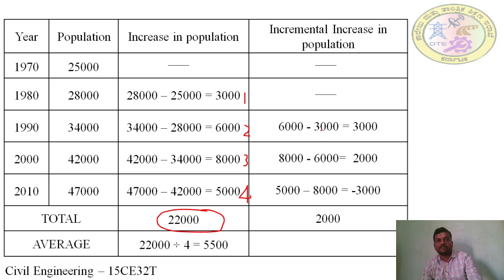In the same way, we need to find the average incremental increase in population. So here, the total incremental increase in population divided by the number of decades. Here the decades are 1, 2, 3. So 2000 divided by 3 is equal to 666.67. We have rounded it up to 667.